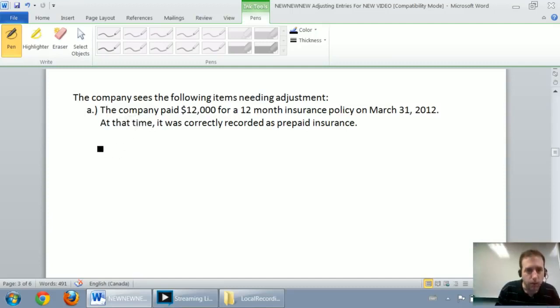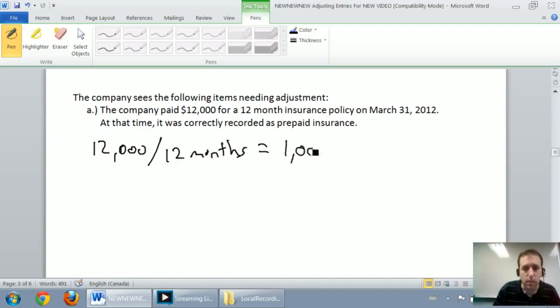So the company bought this $12,000 insurance policy, and it's going to last them 12 months. In other words, they use up $1,000 of insurance per month. That's the monthly insurance expense for this company. Remember this, whenever we buy insurance, we're paying in advance. This represents a prepaid, and they bought the prepaid, and then March 31st, they've correctly recorded it as a prepaid.